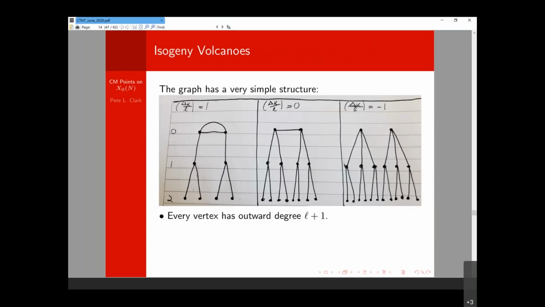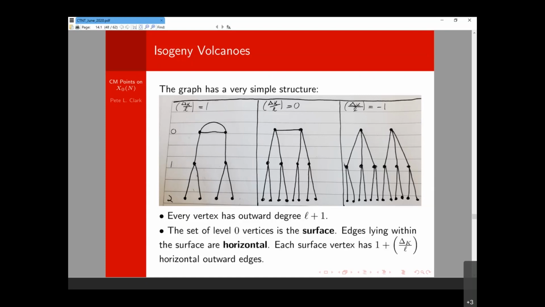Okay, so let me show you some beautiful pictures of these isogeny volcanoes. They have a pretty simple structure. The surface is the vertices at level 0, where the conductor is prime to L. What's happening at the surface is the most complicated part, and it's the only part which depends upon, for instance, how L is splitting in the CM field. Every vertex has outward degree L plus 1, because that's how many cyclic L-isogenies you have coming out of any elliptic curve.